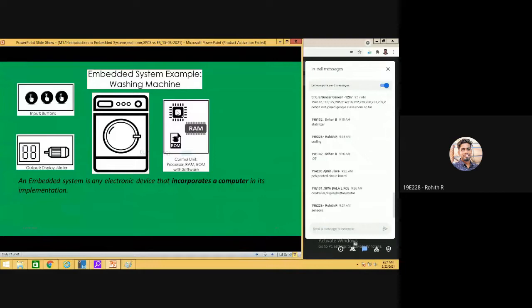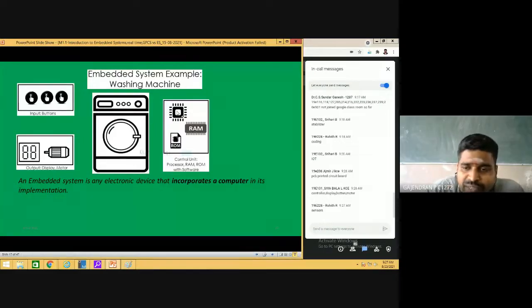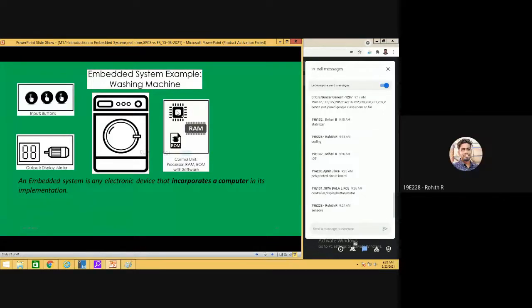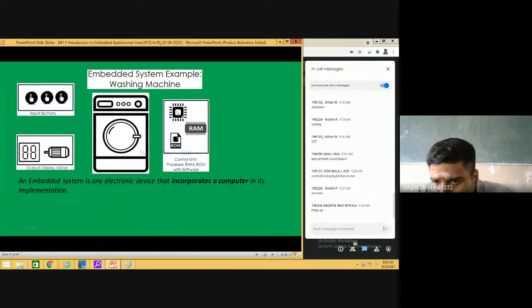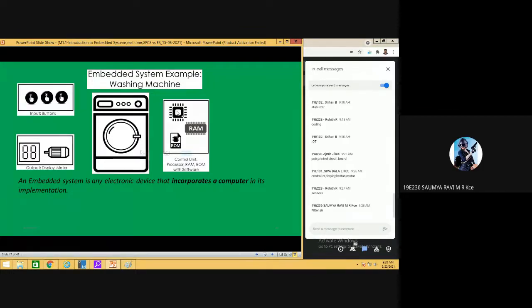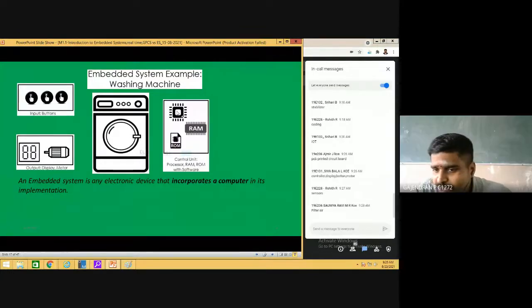Sir, water level indicator. Very good. Okay, Rohit, please stay back. Let me give one small scenario. Can you filter, sir? What filter, Soumya? Sir, waste remove pandra filter, sir. Okay, very good, waste remove filter. Soumya and Rohit can stay back and answer my question.